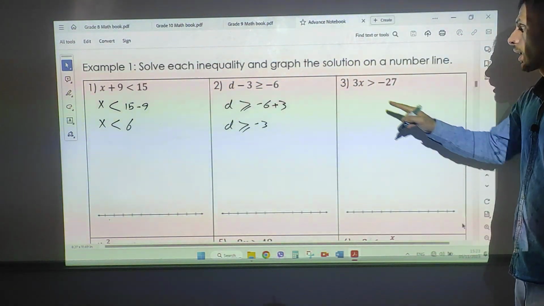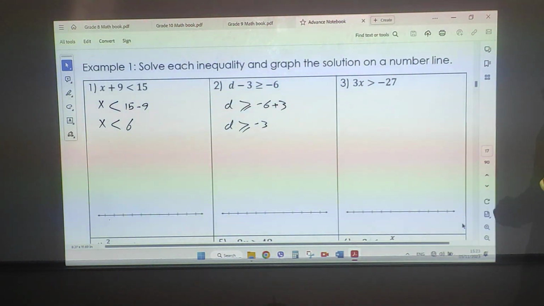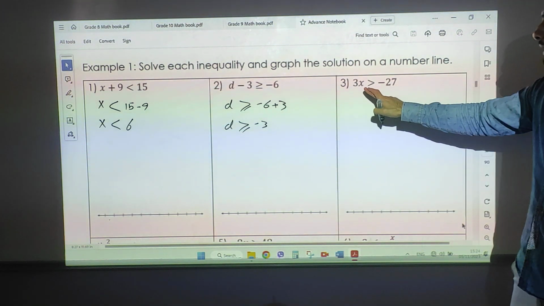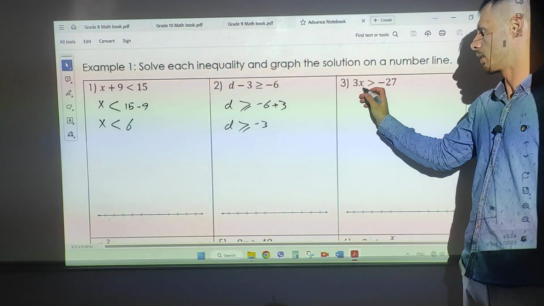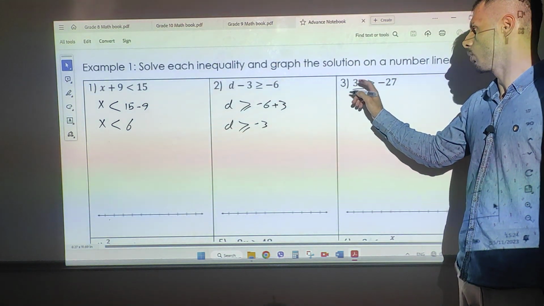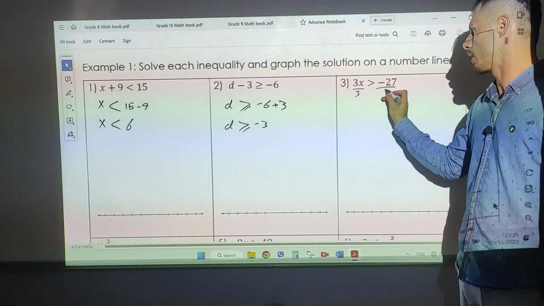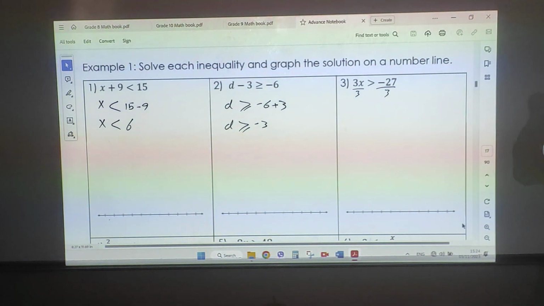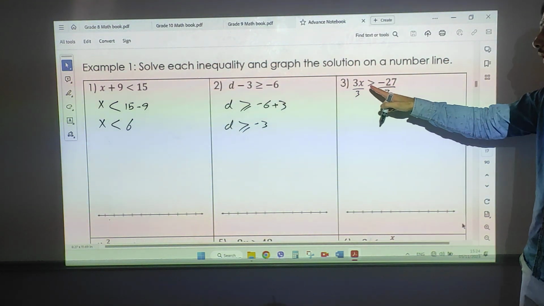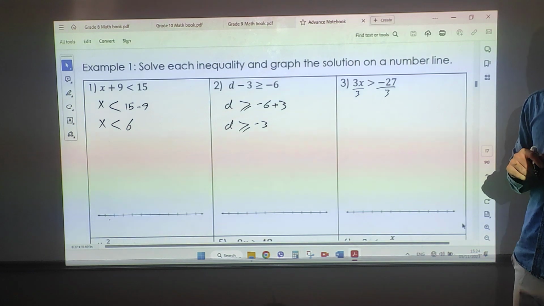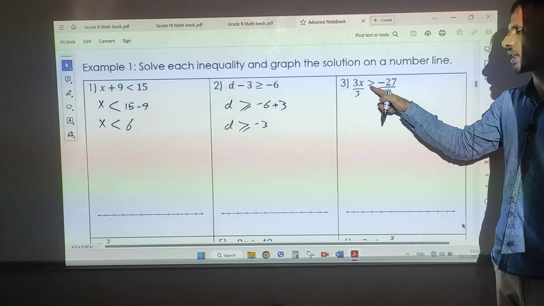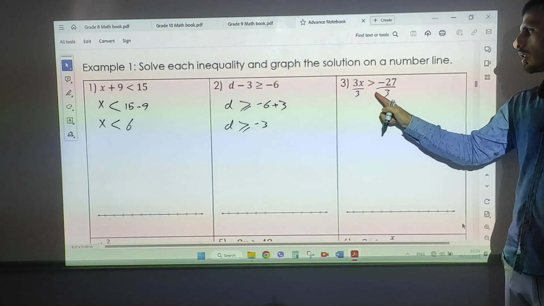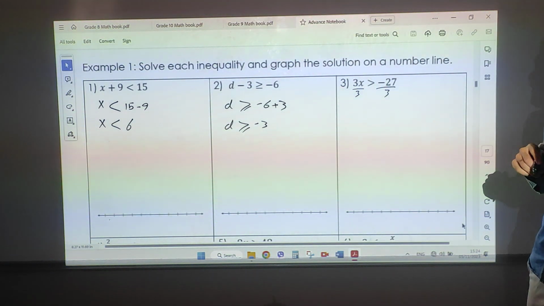Number 3, we have a number with x, a number with a variable. Always in this case, when we have a number with it, we divide by that number, whatever it is. We divide both of the sides by that number. But in one case in the inequalities, whenever we divide by a negative number, we must change the sign of the inequality. If it's greater, we must make it less than.